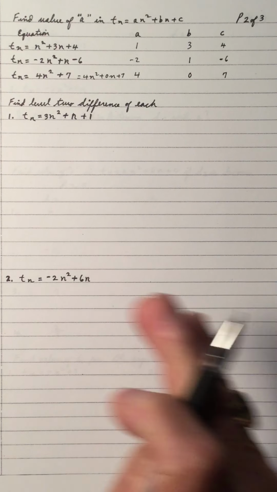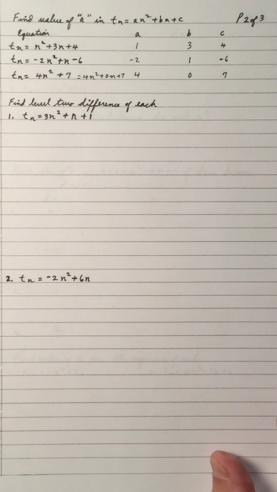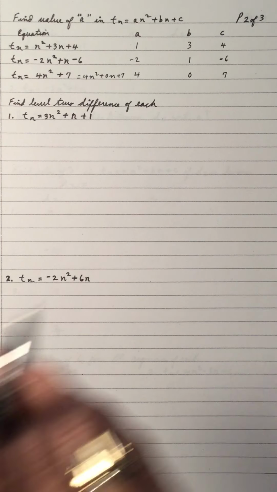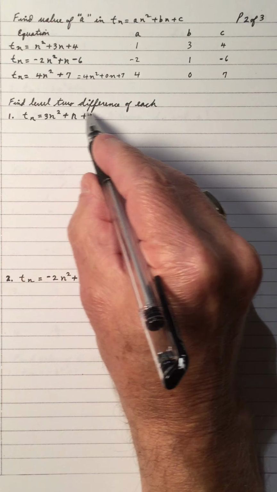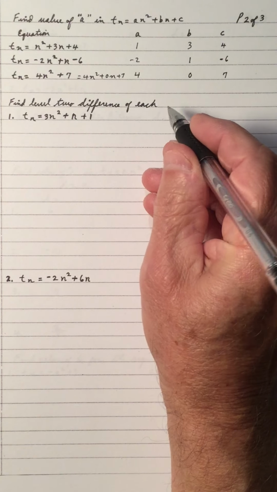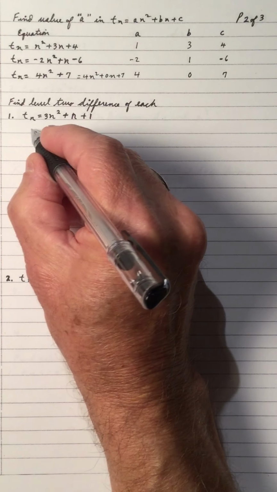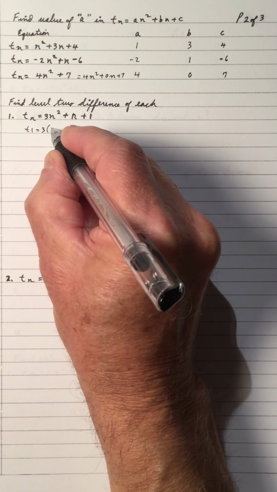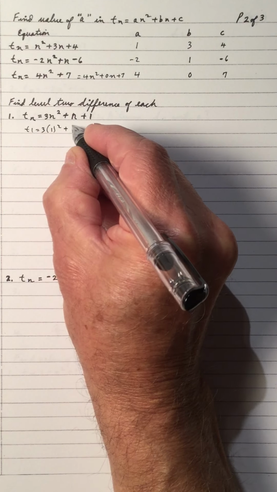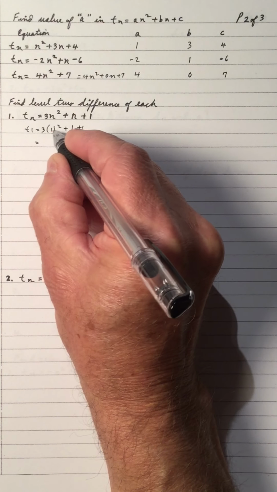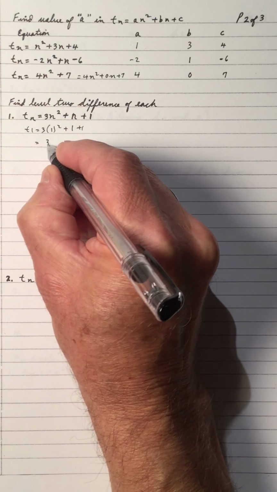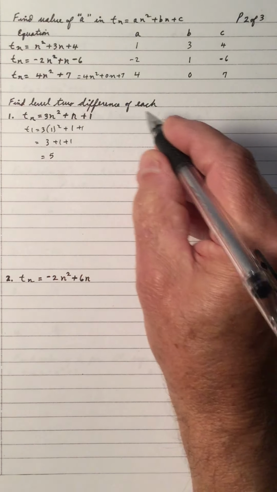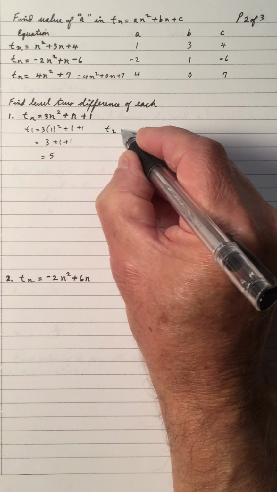So let's work through some of these problems to find out how to find the value of a when you're given a sequence. Find the level 2 difference of each. Well, let's work out T1. So 1 squared times 3 is 3, plus 1 plus 1 is 5.